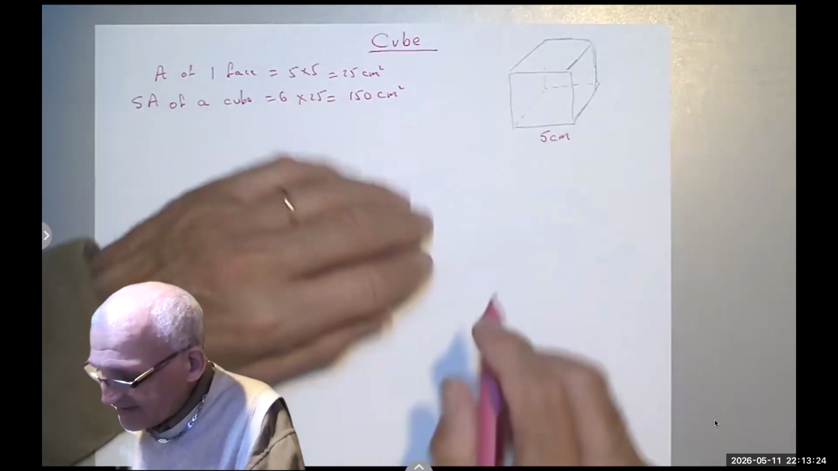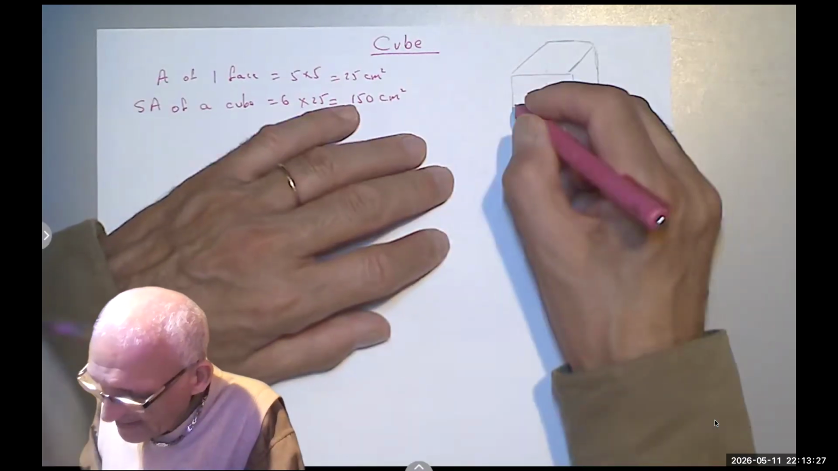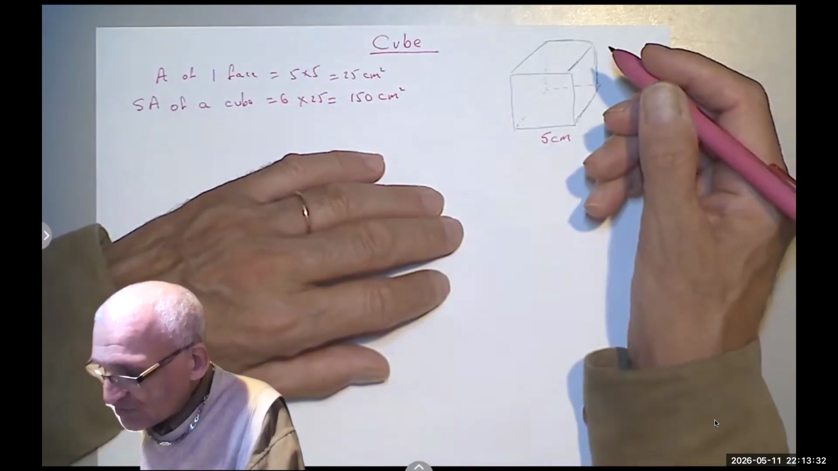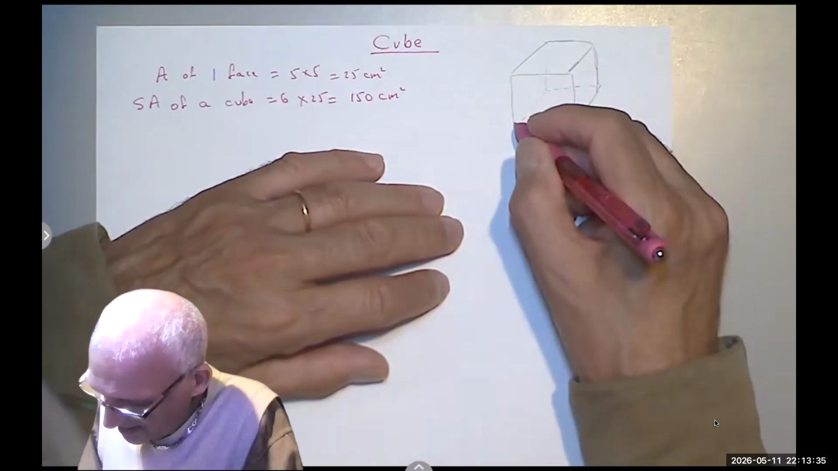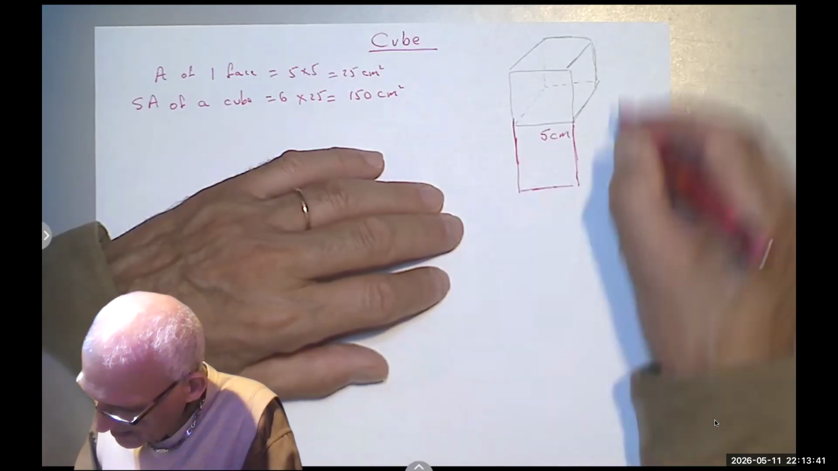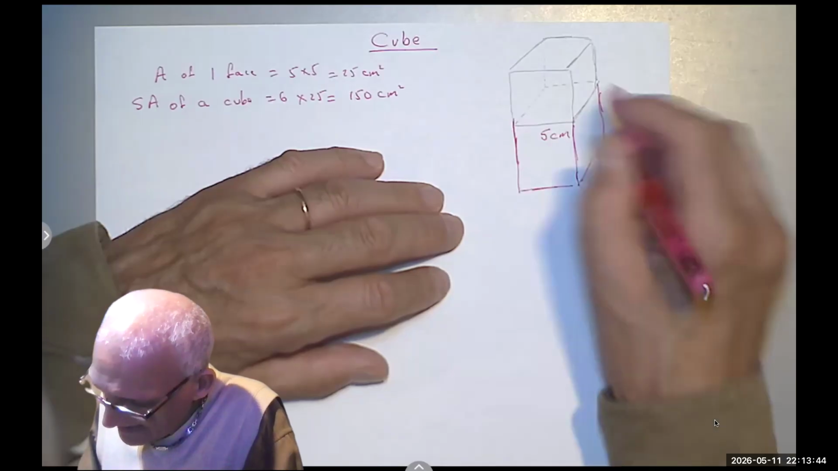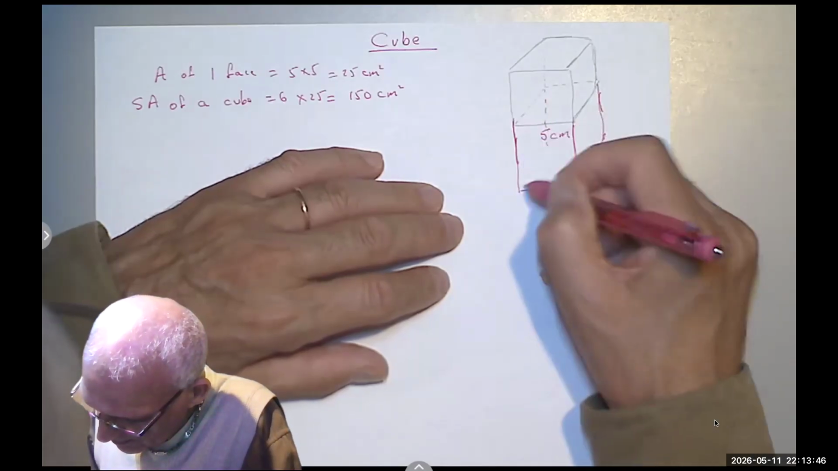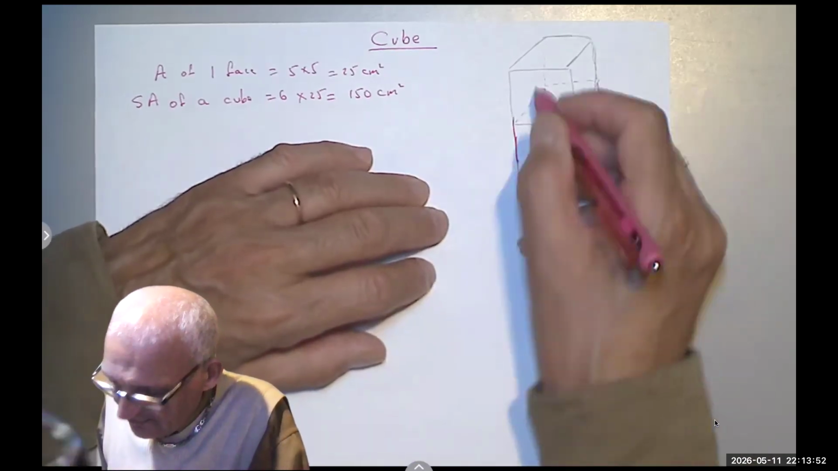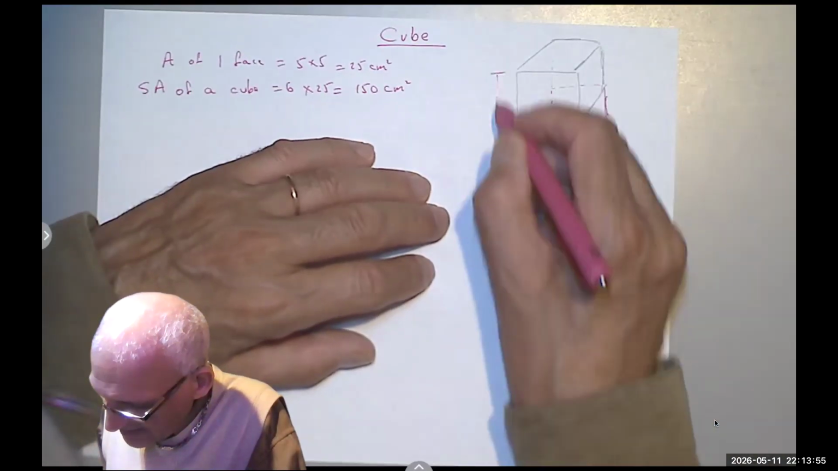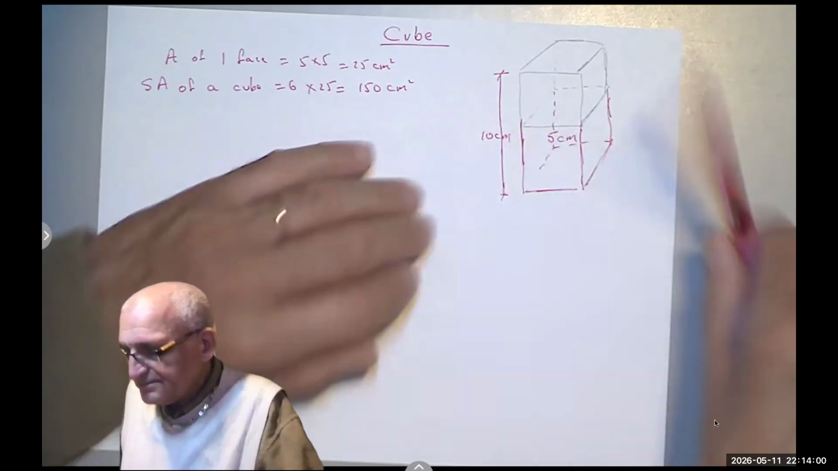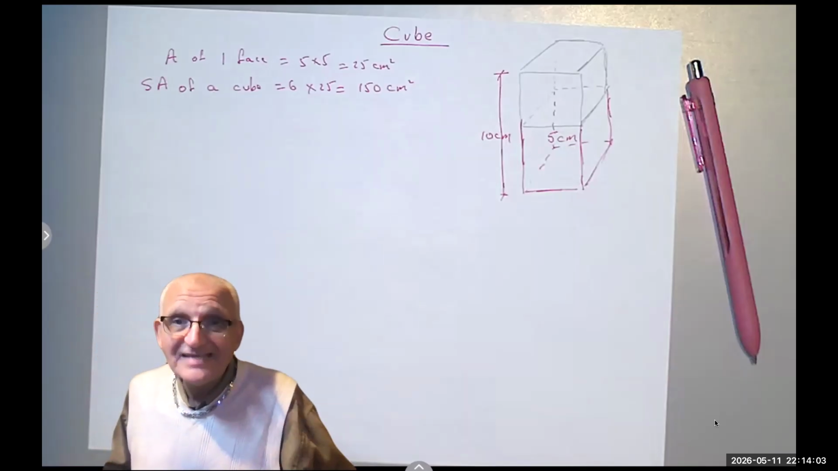Now, if the height wasn't 5, so if I have a rectangular prism, something where I extend it down here, and I say the base is still 5 by 5, but the height here is 10 centimeters, how do I find the surface area of that rectangular prism?